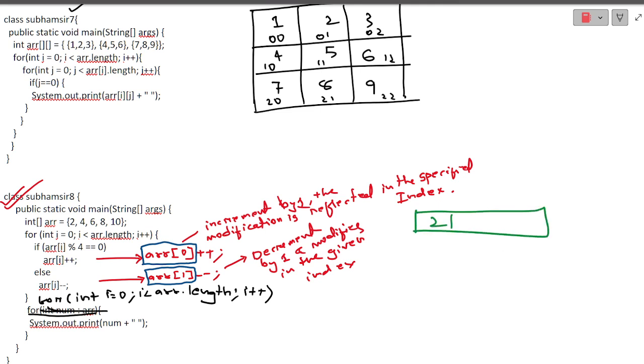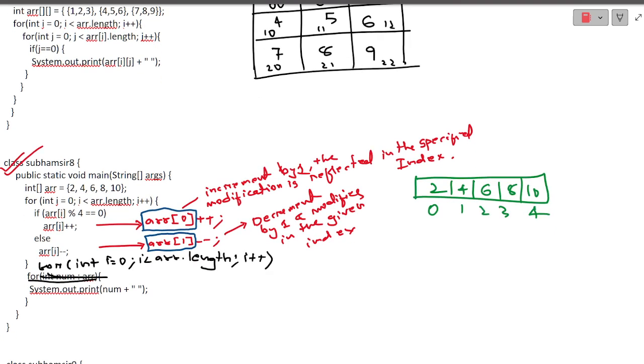So it will be 2, 4, 6, 8, 10. As I always do, 0, 1, 2, 3, 4 are my index places. Then what is done here? The loop starts from 0 and will go until less than length 5, so it will be 4. It has started from 0 to 4. Now ARR of I modulus 4 is equal to 0. Now you need to just check this out.